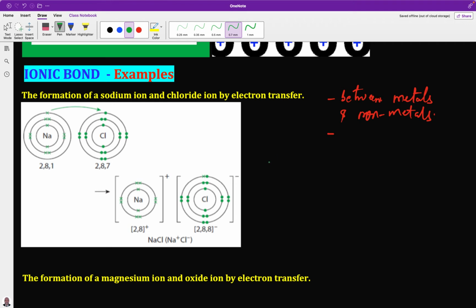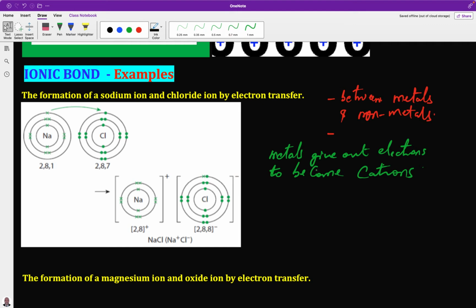Metals give out electrons to become cations. It should also be noted that the non-metals accept the electron to become anions.